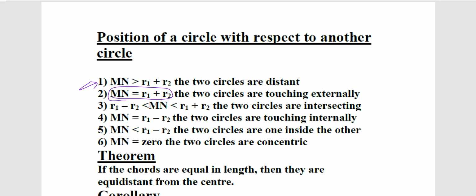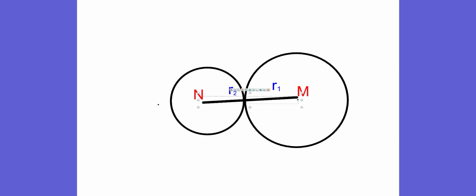Now the two circles are touching externally, like the figure. Here MN equals R1 plus R2. And the two circles are touching externally in one point. In this position, there is a point which belongs to the circle M and also belongs to the circle N.